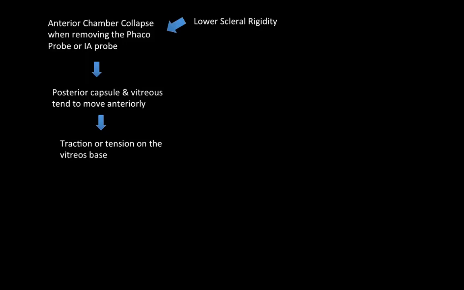We know that these eyes have low scleral rigidity. So low scleral rigidity means that there is going to be an anterior chamber collapse when removing the phaco or the IA probe from the eye. Every time that happens, the posterior capsule and the vitreous tend to move anteriorly, and there's traction or tension on the vitreous base, and that might lead to a PVD.